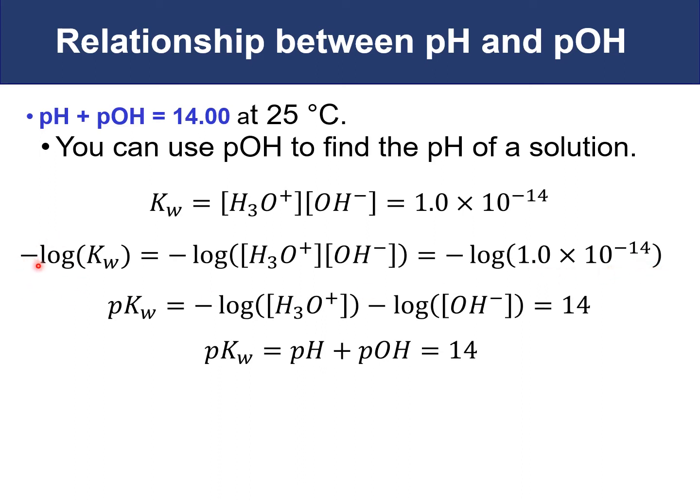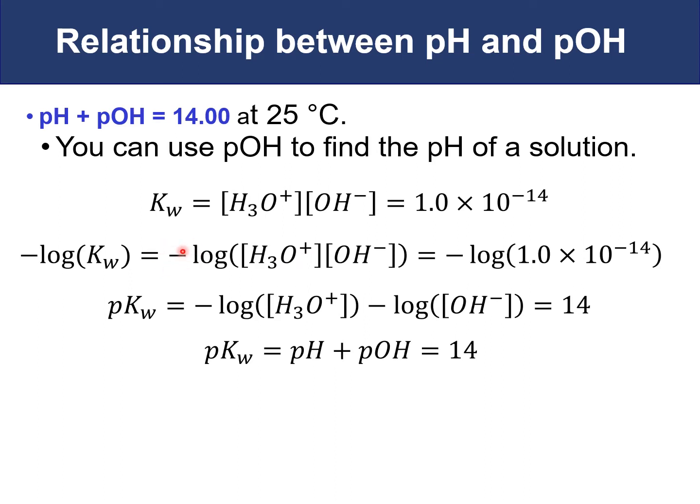Negative log, we can replace that with p, right? Because p means negative log of whatever follows it. So pKw is the negative log of Kw. One of the rules of logs is if you're taking the log of two things multiplied together, it's the same thing as the log of each one independently added together.